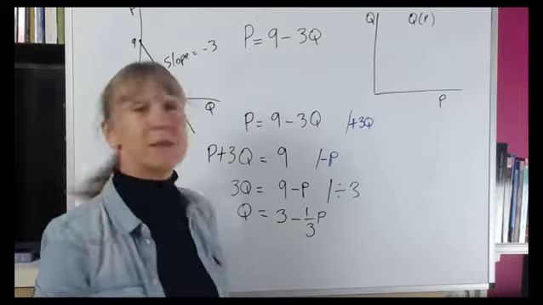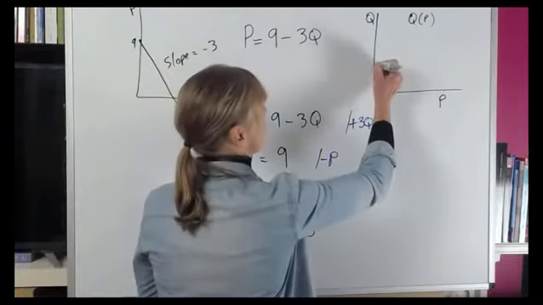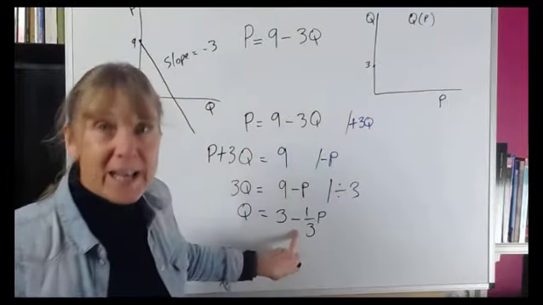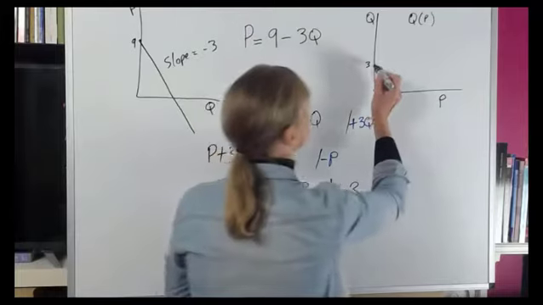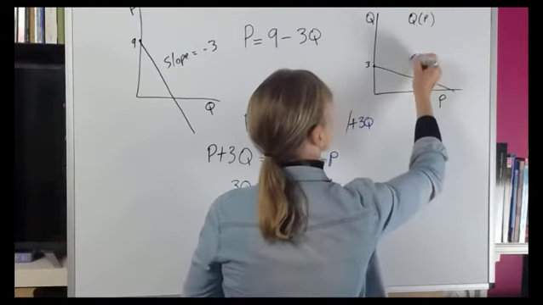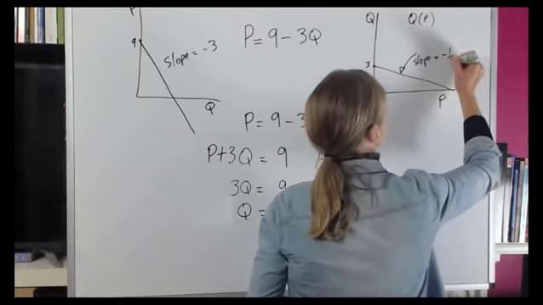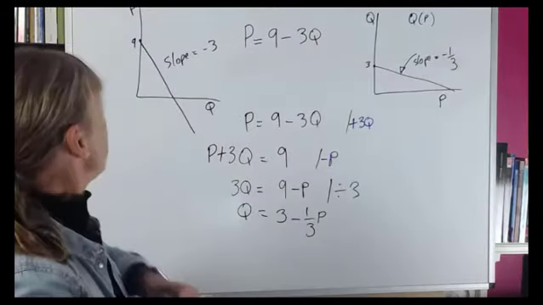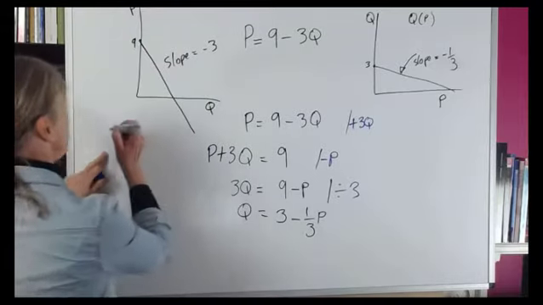We've put Q as a function of P. We can now sketch it. So we know it's going to cross at 3. It's a negative slope, but quite a shallow one. So it's going to look a bit like this. Minus 1/3. Because it's downward leaning, it's a demand function.